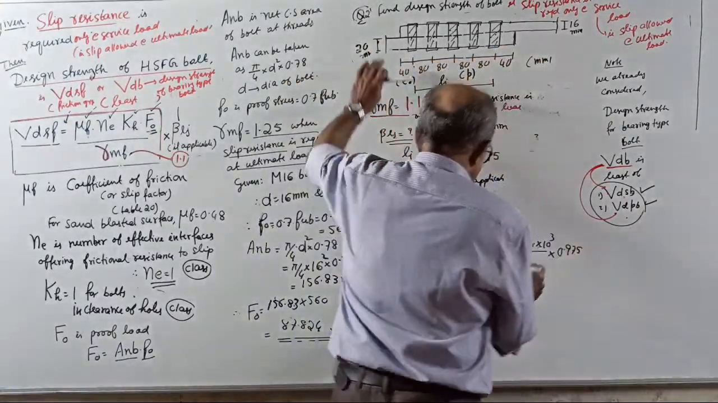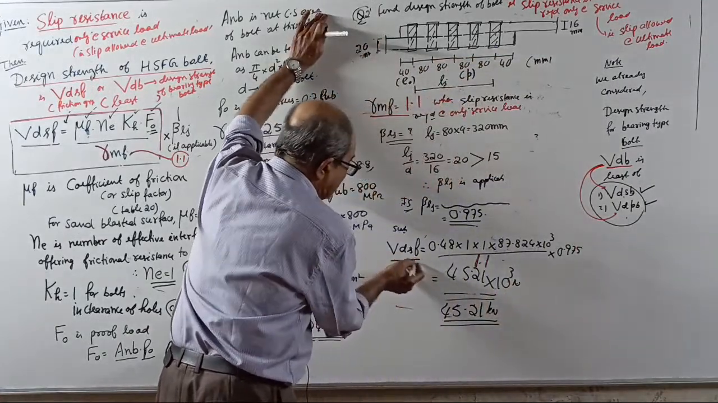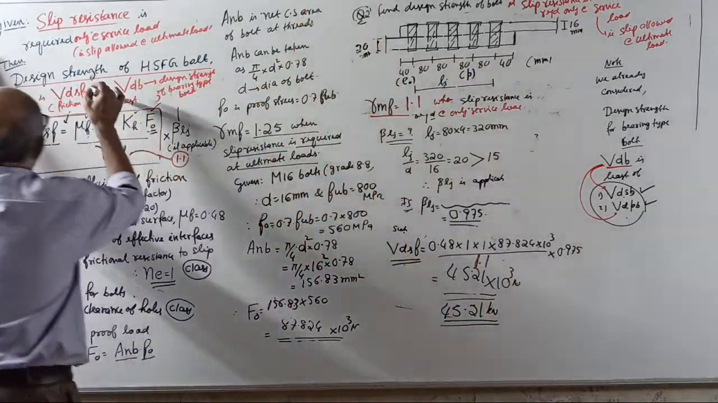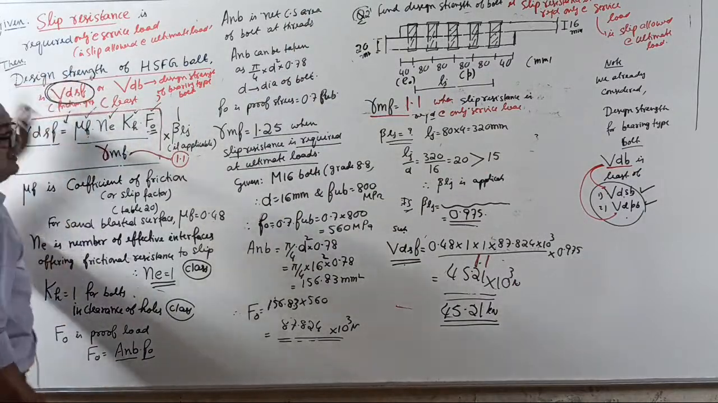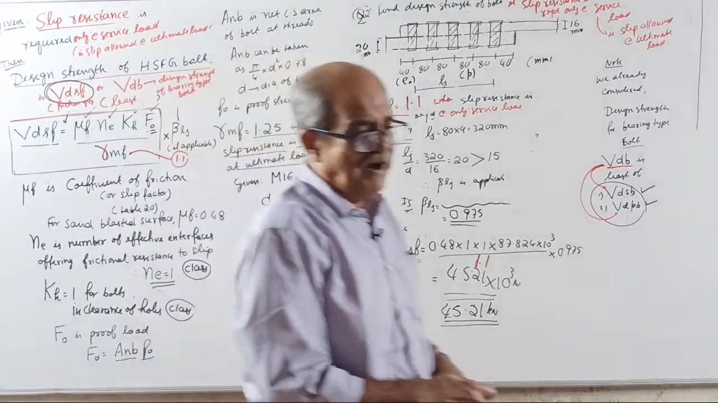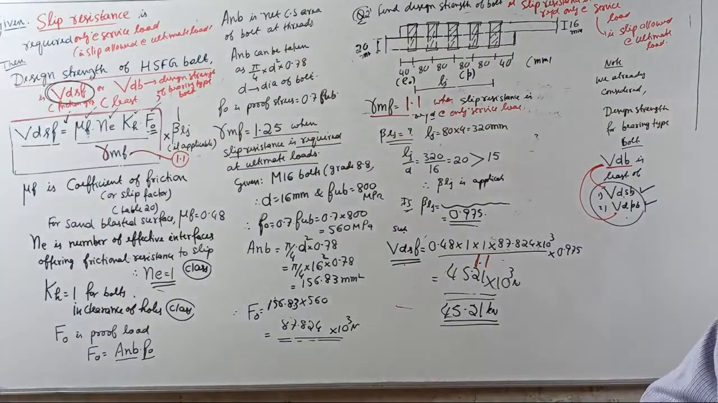Remember, this is your VDSF value. That is this value. Clear? That is your VDSF value. That is that value. Clear or not? Fast. That is the VDSF value.